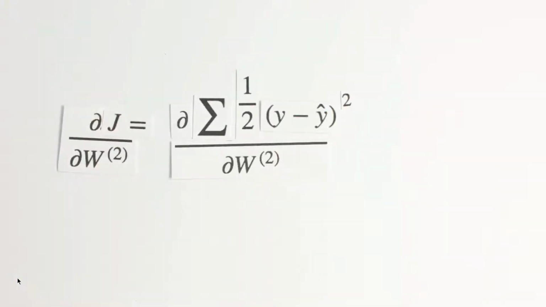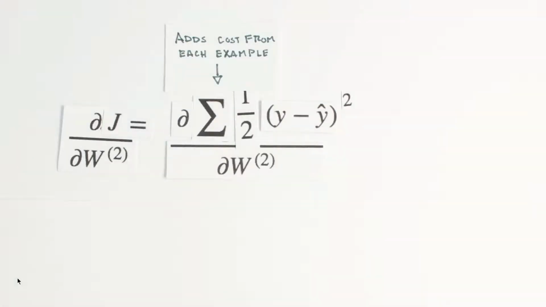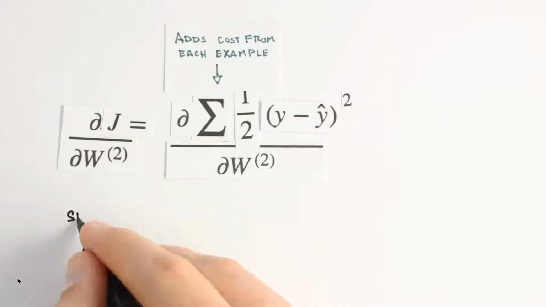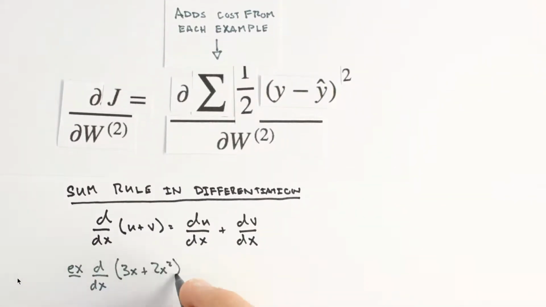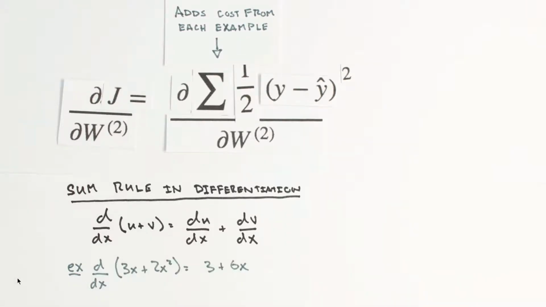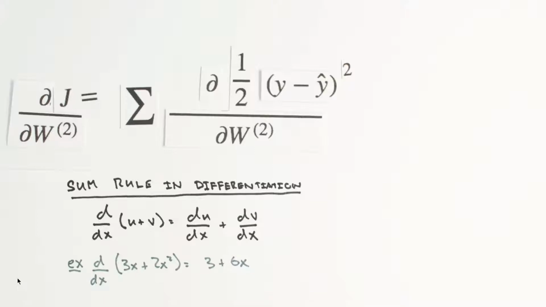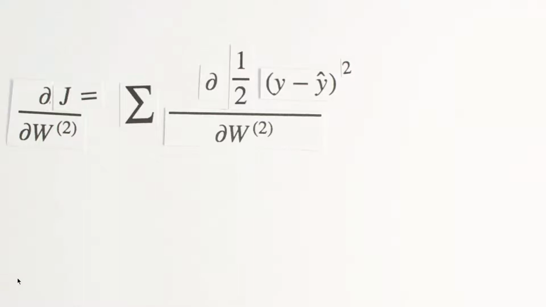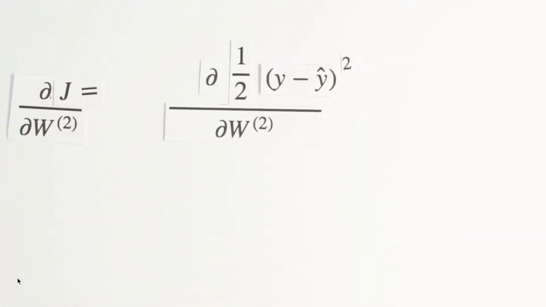The sum in our cost function adds the error from each example to create an overall cost. We'll take advantage of the sum rule in differentiation, which says that the derivative of the sums equals the sum of the derivatives. We can move our sigma outside and just worry about the derivative of the inside expression first. To keep things simple, we'll temporarily forget about our summation. Once we've computed dJ/dW for a single example, we'll go back and add all our individual derivative terms together.